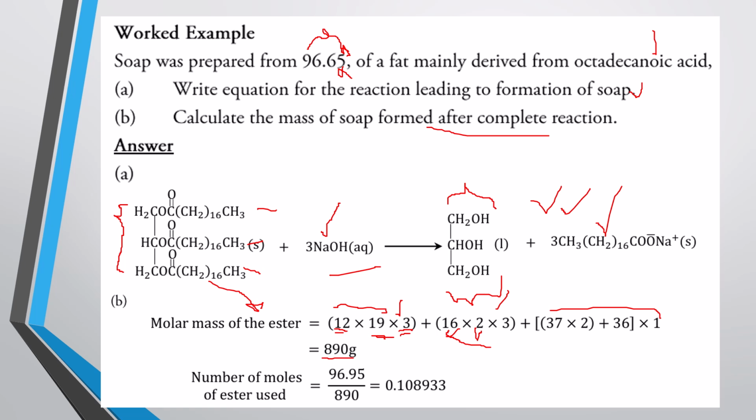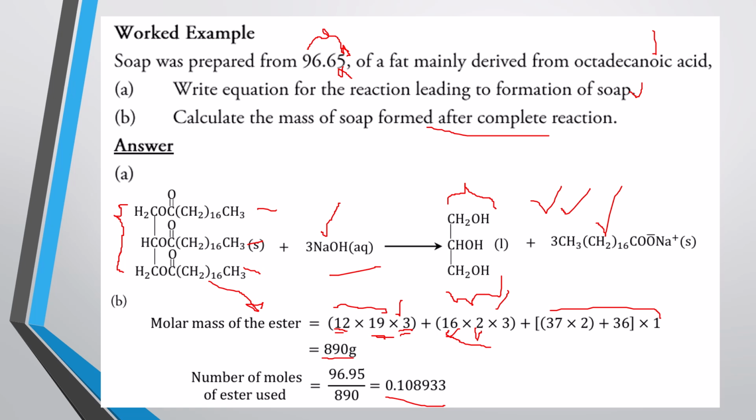So for us to convert this given mass to moles, we are going to say the number of moles of the ester that is going to be used is going to be 96.95 divided by 890, and this is going to end you up to 0.108933. So let's proceed with the calculation, and this is how we can obtain the mass of the soap that is going to be formed after reaction.